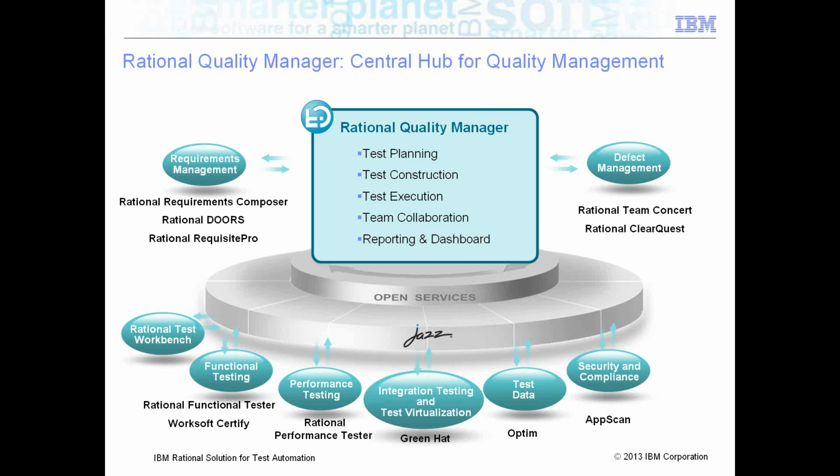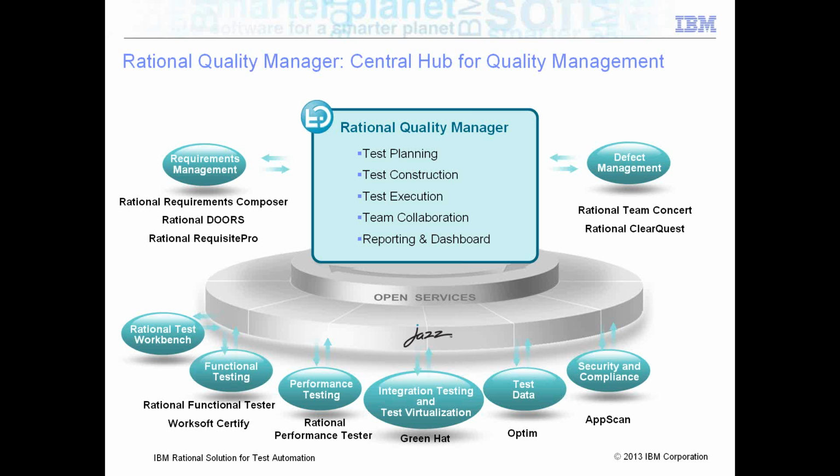For example, from the requirement I can see the test plans, and from the Quality Manager I can see the work item that is there in the Rational Team Concert. That's nothing but a version control system or defect management system. And if you look at the bottom, all this Rational Quality Manager integrates with all other testing tools. The Quality Manager you basically use for your test plans, test cases, test executions, and all the reports.